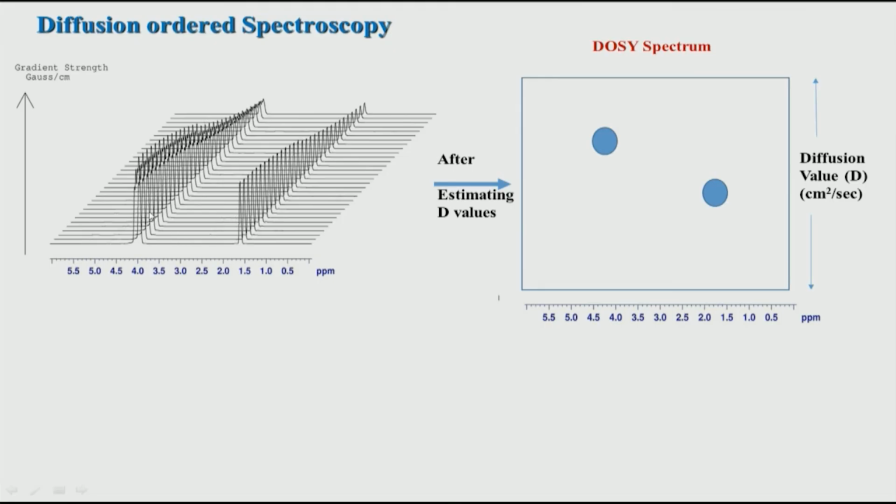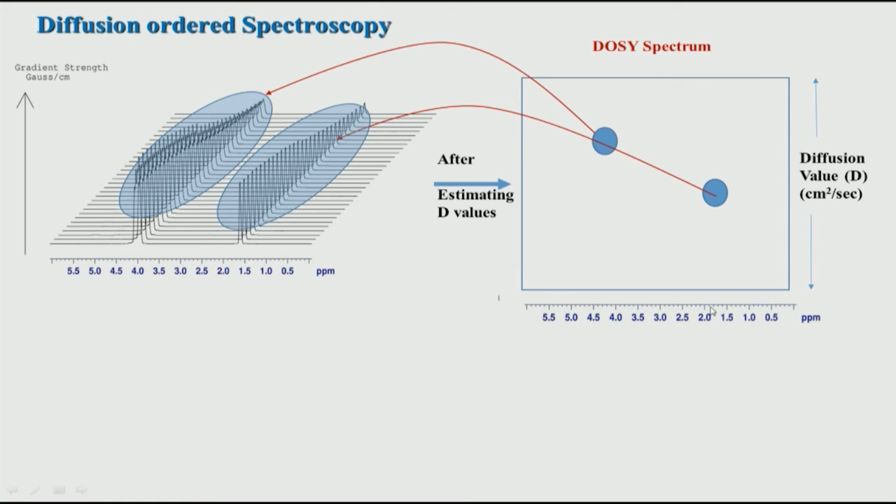So, imagine that these two peaks we are seeing here may not be the same molecule. In that case, if I extract the diffusion values, this whole series profile, we use the word profile, may correspond to a different D value because it is a different molecule, and similarly this whole profile may correspond to a different diffusion and it may be a different molecule. So, the Dosy spectrum is plotted like this.